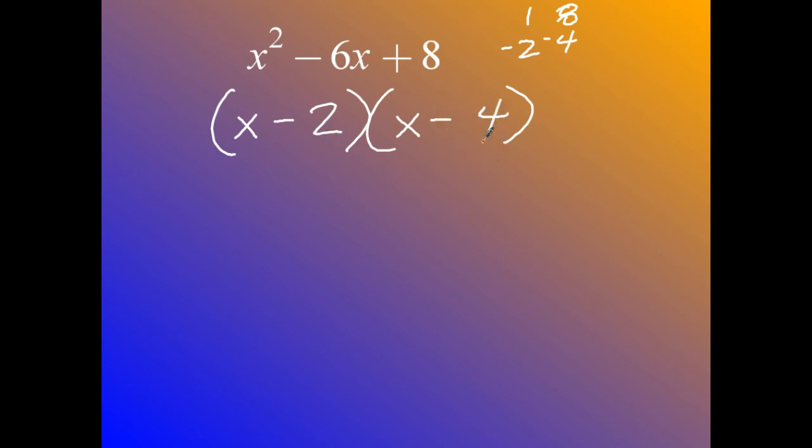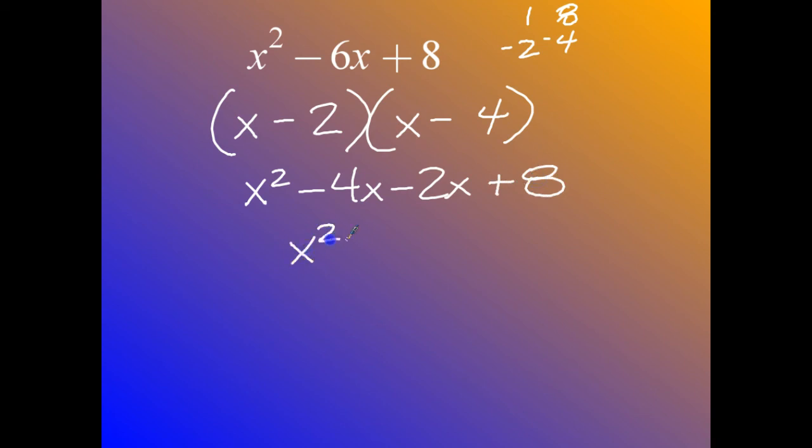Okay, and let's go ahead and check it. We got x times x is x squared, and x times negative 4 is negative 4x, and then negative 2 times x is negative 2x, and negative 2 times negative 4 is positive 8. Combine my like terms: x squared minus 6x plus 8. Looks the same to me. All right, let's keep going.